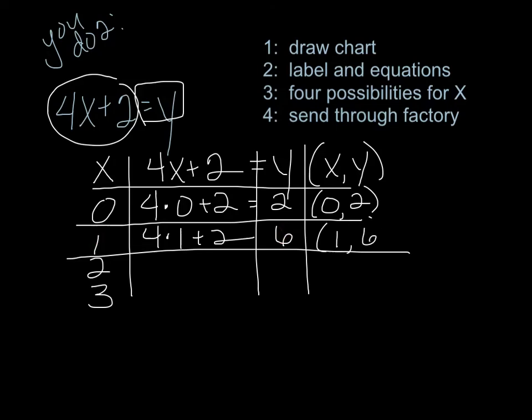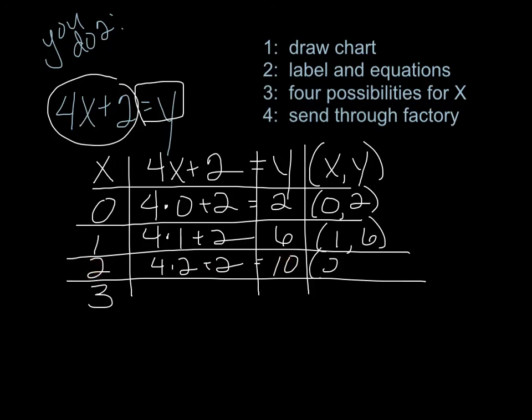1, 6. Next row is saying that x is 2, so I'm going to plug 2 in there instead. 4 times 2 plus 2. 4 times 2 is 8, plus 2 more is 10. So when x is 2, y is 10, 2, 10.